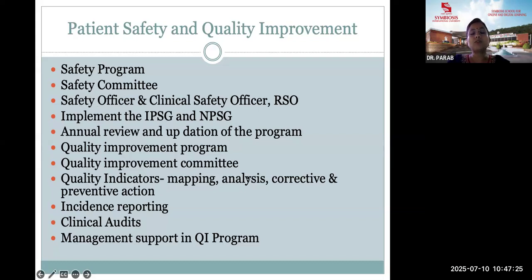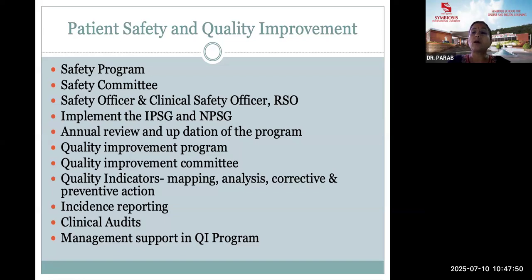What is the job of these committees? These committees are working towards implementing quality in the hospital. The quality committee is working towards implementing quality in the hospital. The safety committee is working towards implementing the international patient safety goals, the national patient safety goals, right? You're talking about mapping quality indicators, analyzing them, taking corrective and preventive actions.